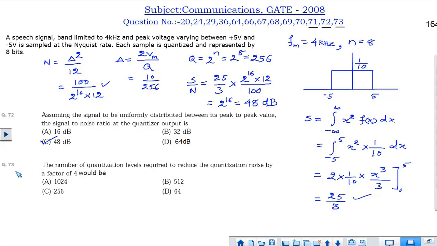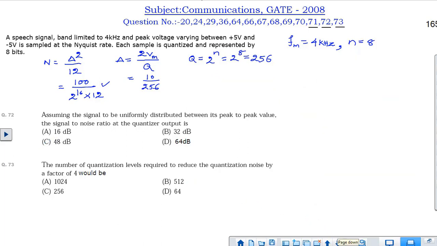Now in the next part, that is question number 73, the number of quantization levels required to reduce the quantization noise by a factor of 4 would be, we have to find out what is the number of quantization levels required so that the quantization noise can be reduced by a factor of 4. So you have to see the relation between the quantization noise and the quantization level. We have the quantization noise to be delta square by 12, so delta is nothing but 2 Vm by Q. So noise is proportional to this whole square, or you can say noise is inversely proportional to Q square, or we can write for two different noise powers, N1 by N2 equal to Q2 by Q1 whole square.